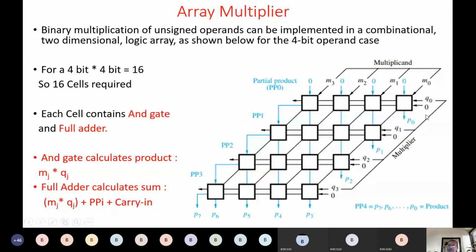Remember the multiplier is multiplied with the multiplicand in each cell. So each cell does this multiplication and generates the partial product. You can see these are the partial products, the ones in blue from the top arrows. At the start we don't have partial products, that's why they are 0. But after going through each cell, we have intermediate partial products here. And here you can also see the entire partial product.